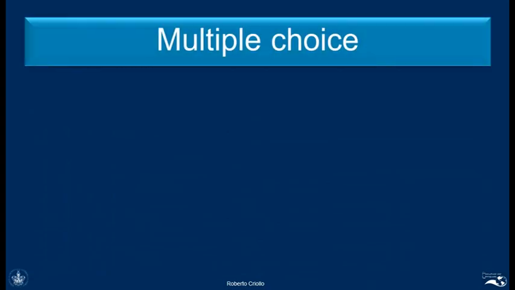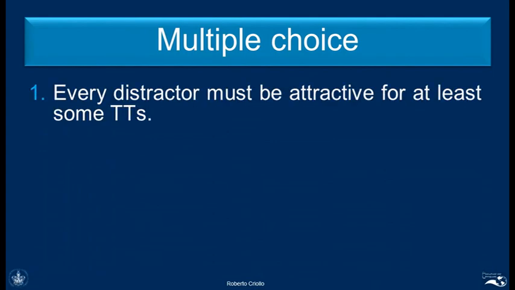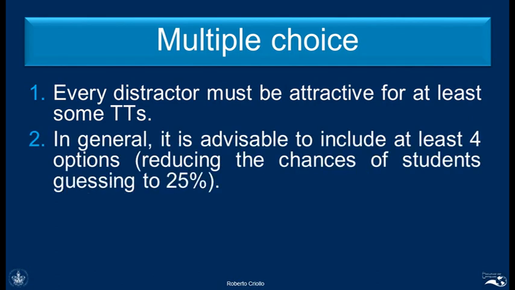So if you do want to use multiple choice, you need to take these three things into account. Number one, make sure that every distractor is attractive for at least some of the test takers. Don't include absurd distractors, things that do not make sense, that are obviously wrong, because in that case, you're invalidating your own items. The second thing is that in general, you should include at least four options.